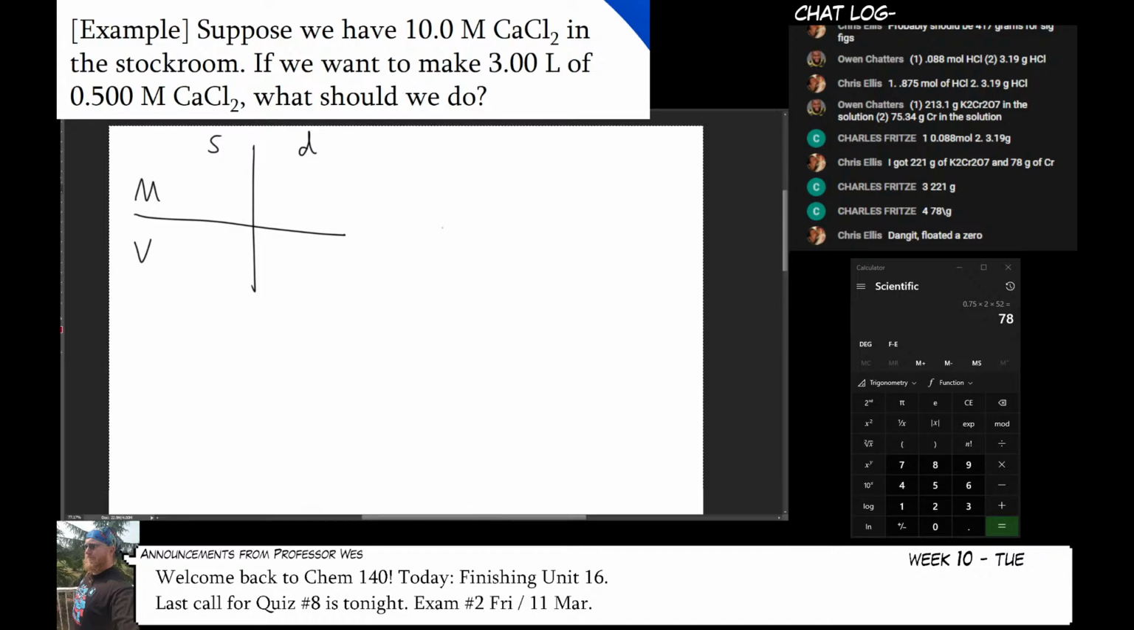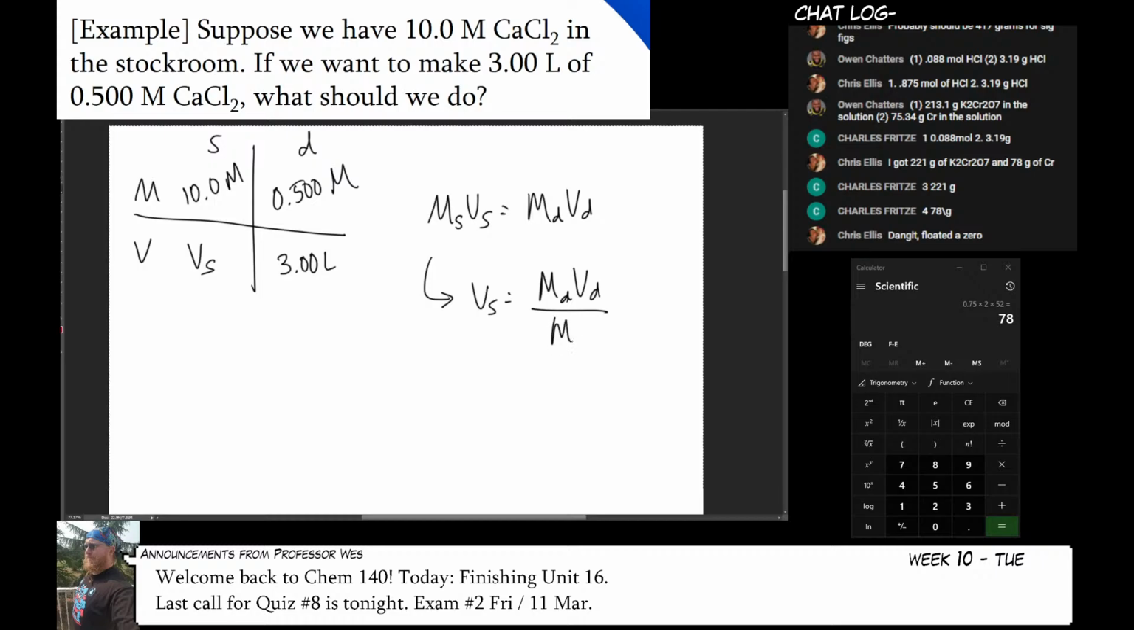So I have 10 molar calcium chloride in the stock, so I immediately know that that's this. And I want to make 3 liters of 0.5 molar calcium chloride. So I can fill in the other numbers based on the context of the problem. And then this is going to be what I solve for. So we'll just do the algebra real quick.